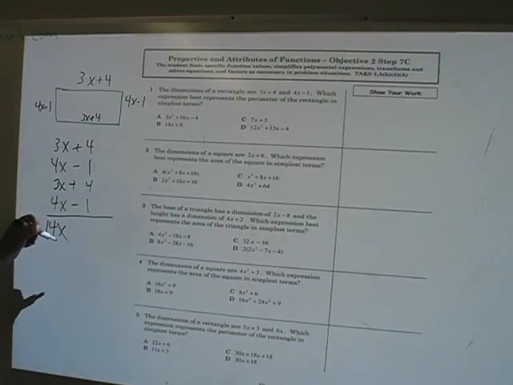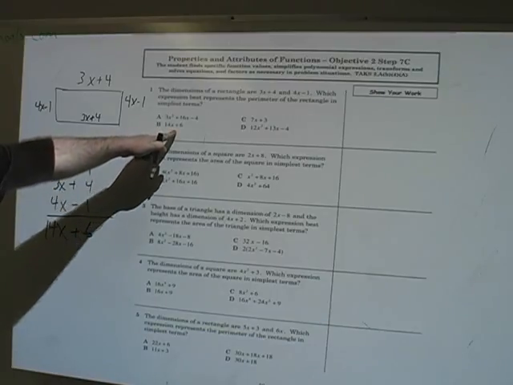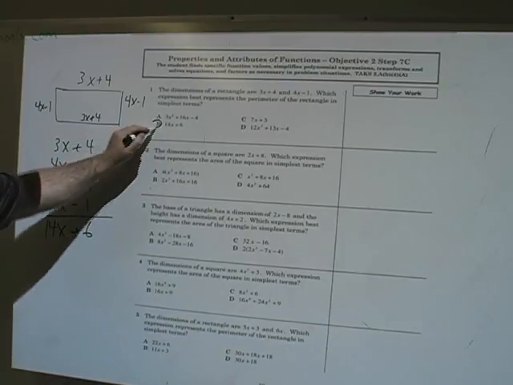And use your calculator if you're not sure. Okay, you could just put in 4 minus 1 plus 4 minus 1, put all that in the calculator, and you're going to get a positive 6. 14x plus 6. So the answer is B.